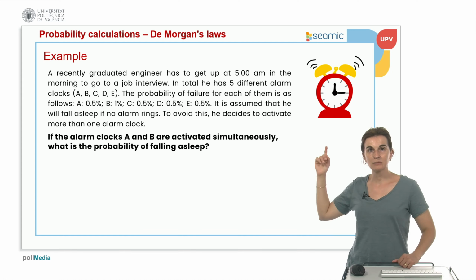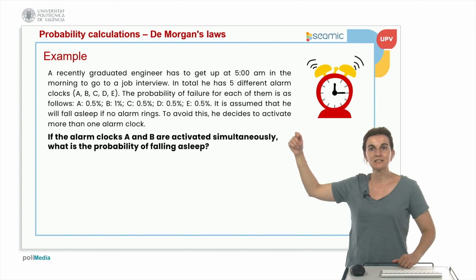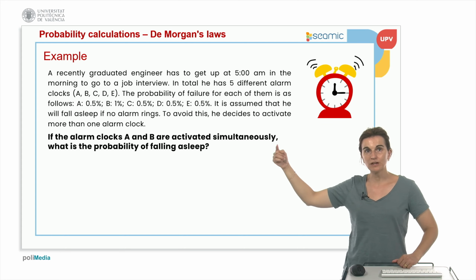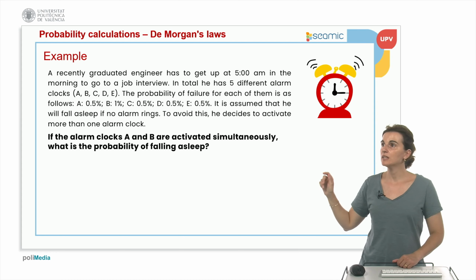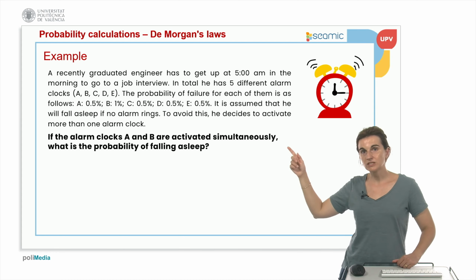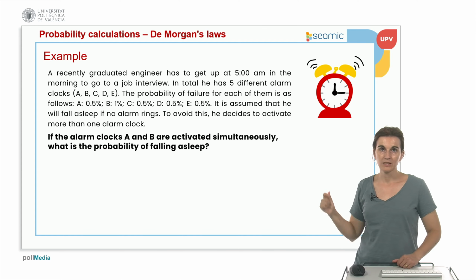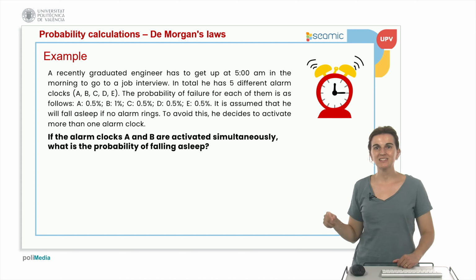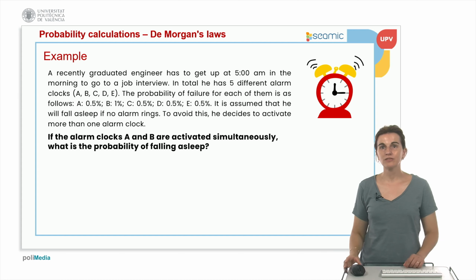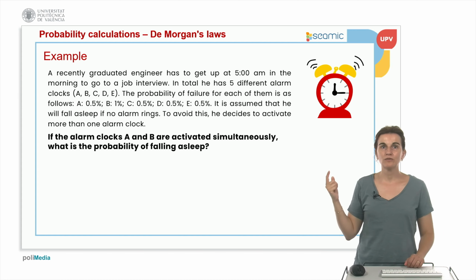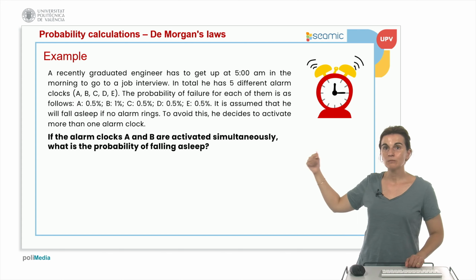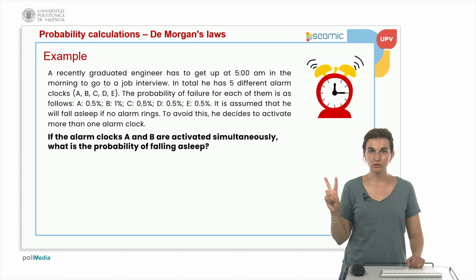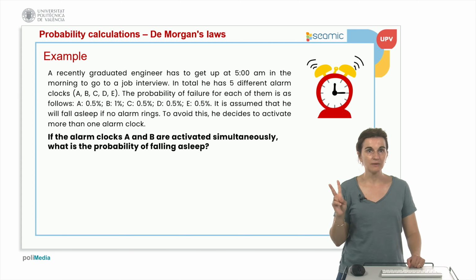That is given in the description of the problem, such as for A is 0.5%, for B is 1%, for C is 0.5%. All of them are the same, except for clock B, which is a bit higher, it's 1%. So we assume that the graduate will fall asleep, so he won't get up spontaneously if no alarm rings. To avoid this, he decides to activate more than one alarm clock. So the question is, if we have 2 clocks to be activated, clock A and clock B, what's the probability of falling asleep?